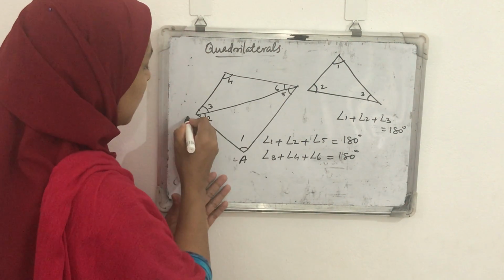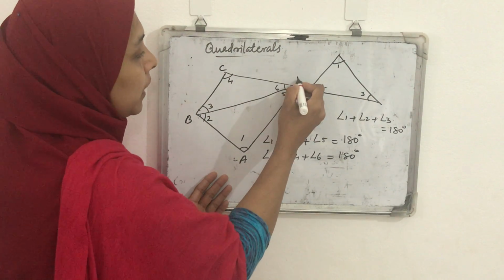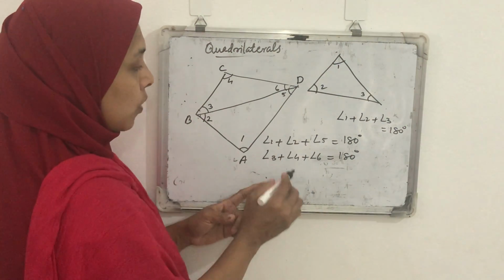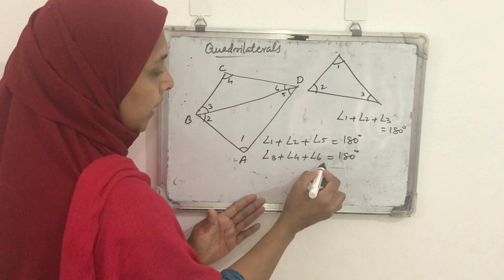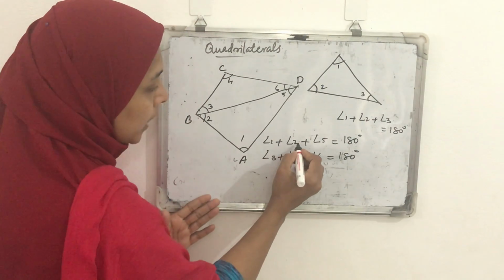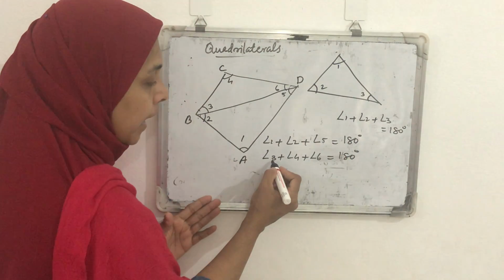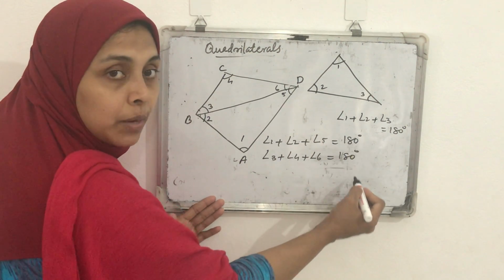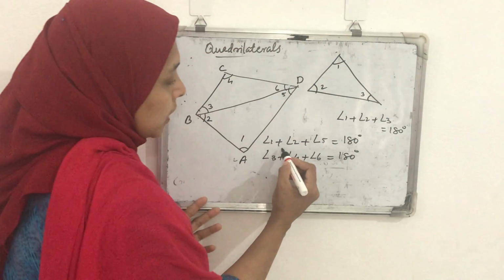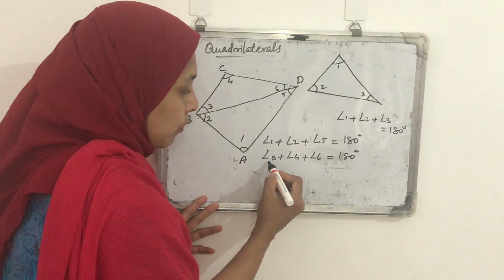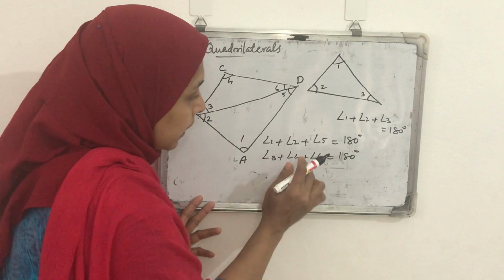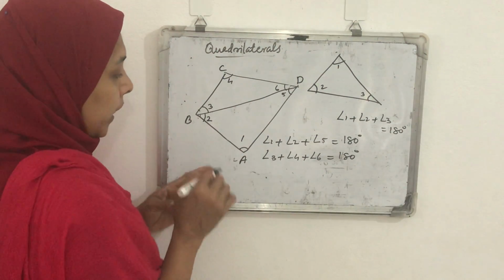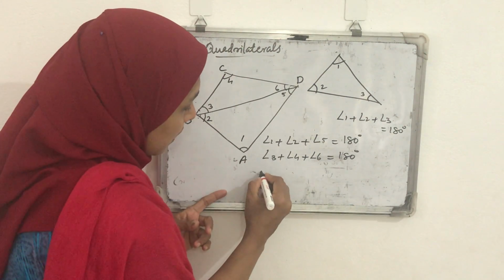Now we give the name of the quadrilateral: A, B, C, D. Okay. Now angle 1 plus angle 2 plus angle 5. Now when we add both sides, angle 1 plus angle 2 plus angle 5 plus angle 3 plus angle 4 plus angle 6, that will be equal to what? 180 plus 180. Okay, because we got the sum of these 3 angles 180 and the sum of these 3 angles 180. And when we add these 6 angles, what will be their sum? 180 plus 180.